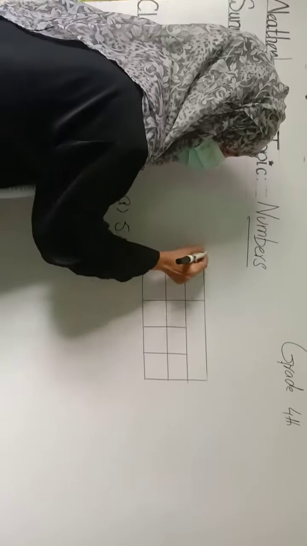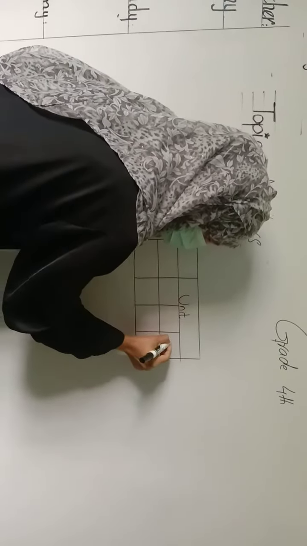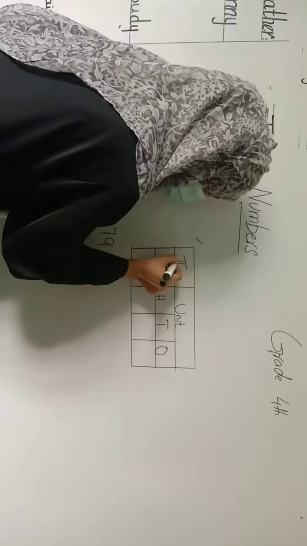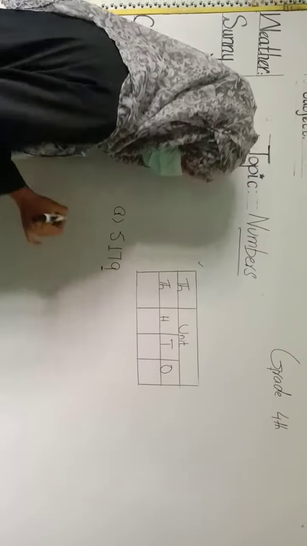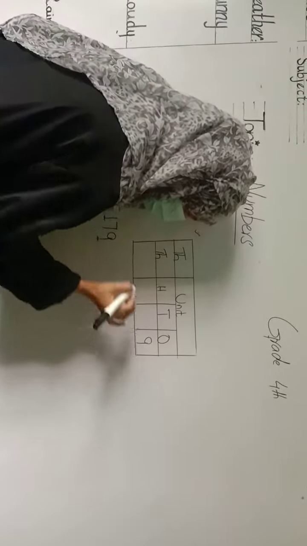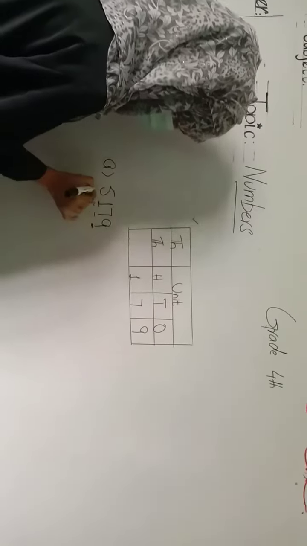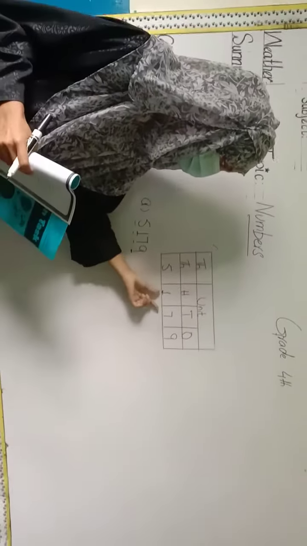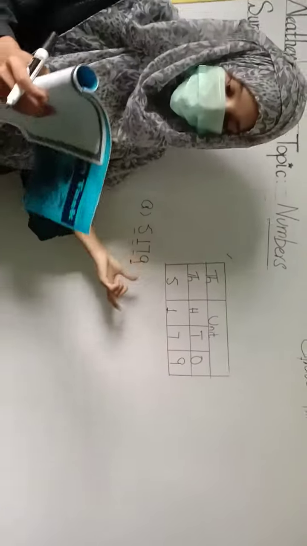5179. You have to draw this box. Okay? You have to mention this is your unit. You can mention ones, tens and hundred. And this is your thousand box. And you can start from this one. Now 9 is your ones, 7 is your tens, 1 is your hundred and 5 is your thousand. Now you can read 5179. Now same procedure you have to follow in all parts of the question number 1.